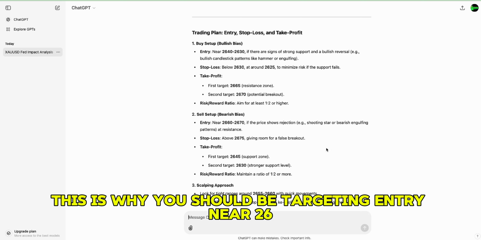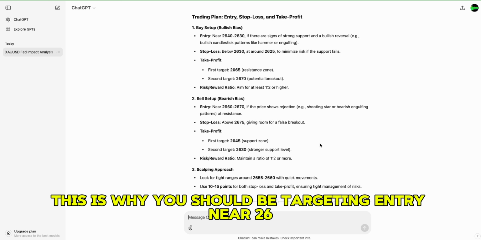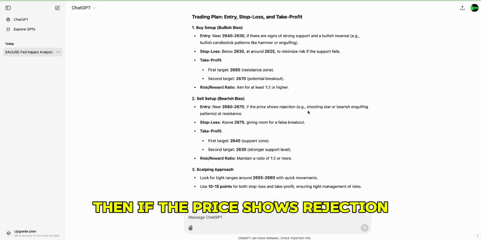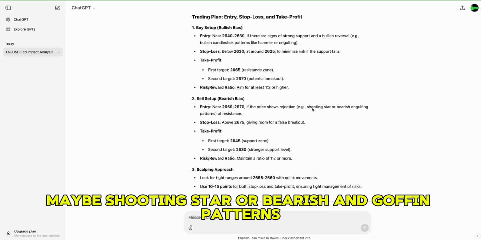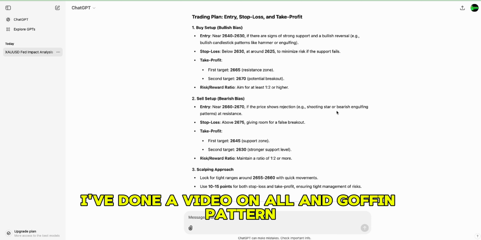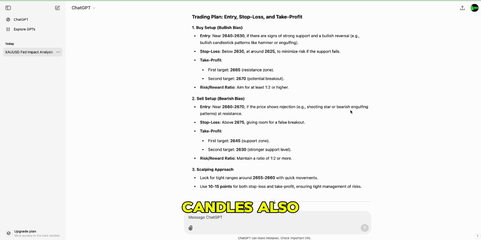This is what you should be targeting. Entry near 2620 to 2670, right? Then if the price shows rejection, maybe shooting star or bearish engulfing patterns, you all know this, right? How it works. I've done a video on all engulfing pattern candles also.